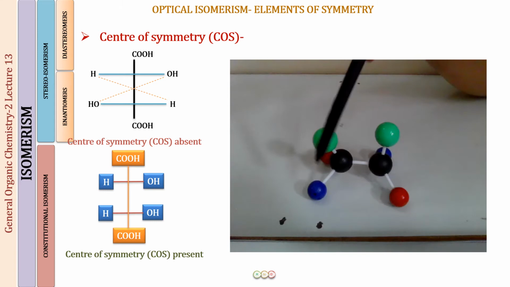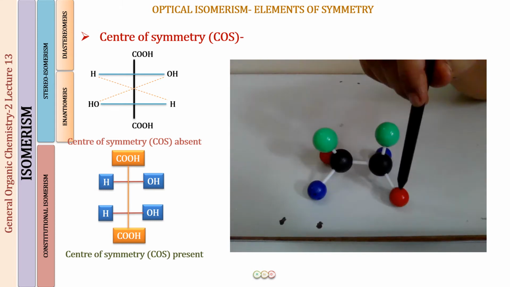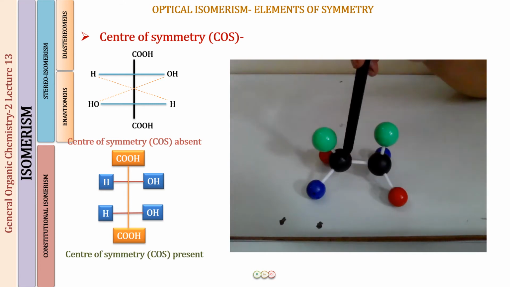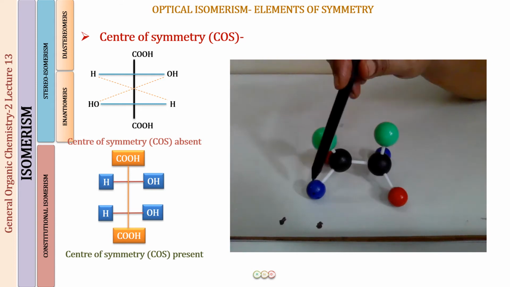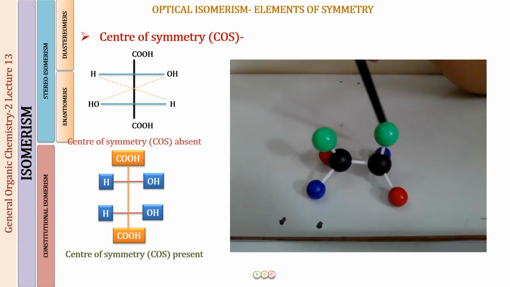Now let us assume that this blue one is the OH group and this red one is the hydrogen. Okay, so here you can see that this is the carbon single bond. On one side of this you have an OH group and a hydrogen, and on the other side a hydrogen and an OH group. Okay, so this is the structure number 1, tartaric acid.